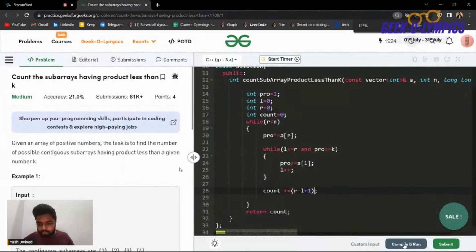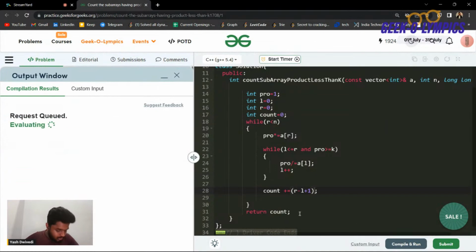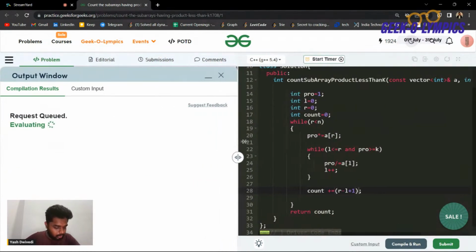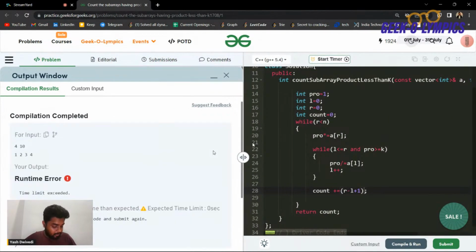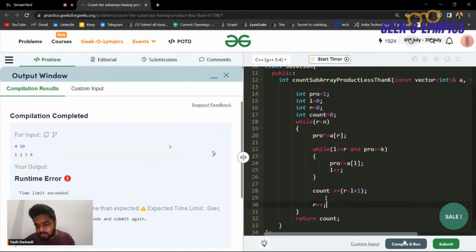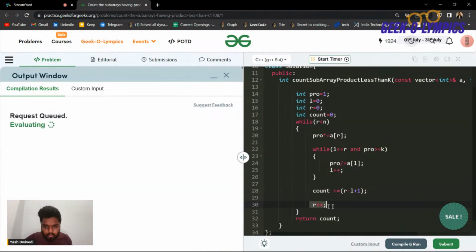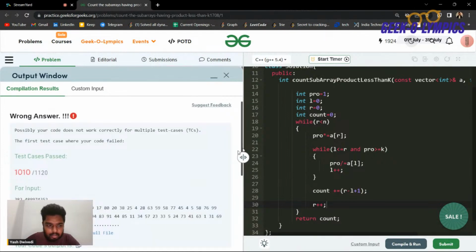What I will do is I'll compile this code and let's see if this does work or not. Guys, you can give me a +1 in the chat if everyone is clear. Time limit exceeded. Okay, yeah, I'm not moving my R also. So after that, I'll do R plus plus also. At the very end, I'll also do a R plus plus because R will keep on moving. You can see we are getting the correct output 7. Now let's try and submit this code and see if this does get accepted or not.